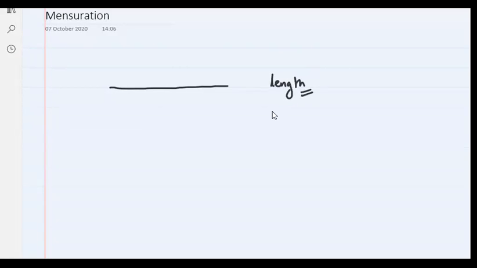Only one parameter. So I can say that if we talk about a line, we have only one dimension, which is length. Yes or no?